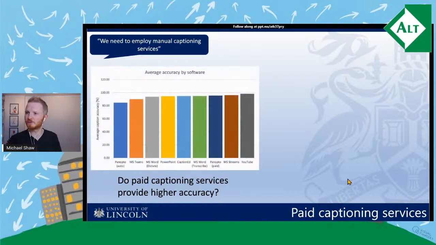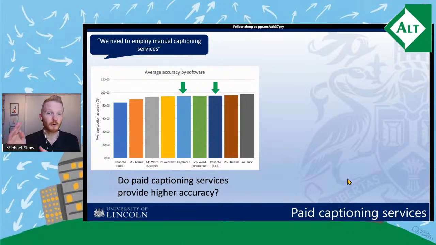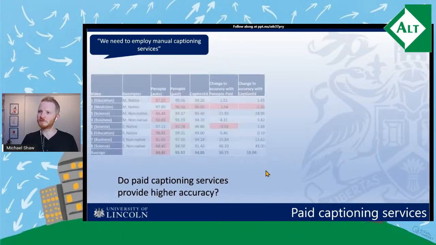Let's take a look at our data again and point out to you where the paid services are from CaptionEd and the Panopto manual transcription service. Both are showing higher accuracy than Panopto auto captions, but neither are reaching 100%. And they're not significantly better than any of the other free services. Let's take a look at the data in a bit more detail.